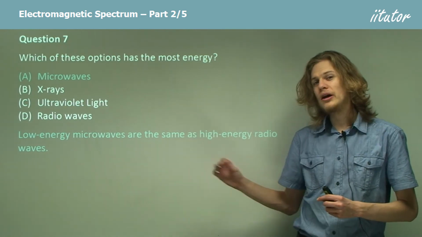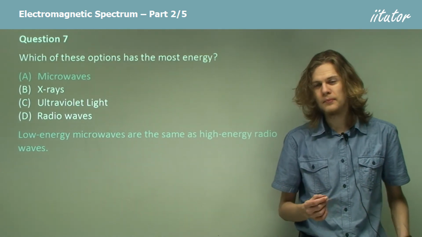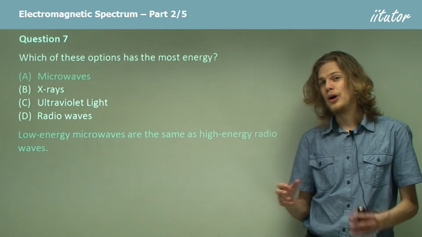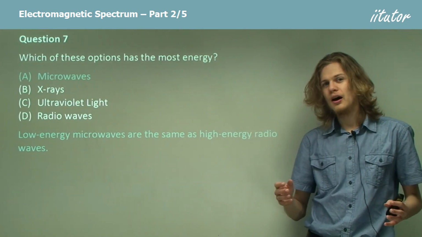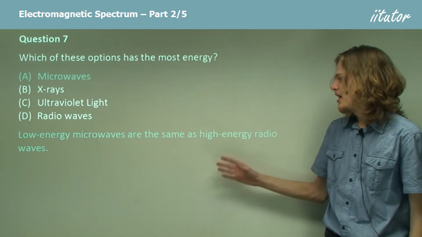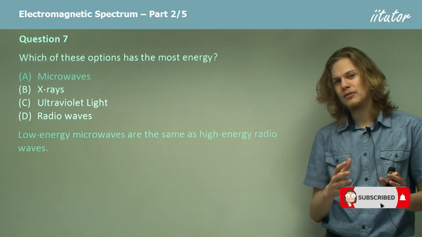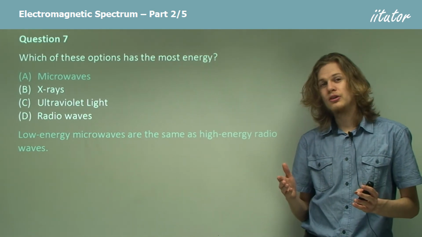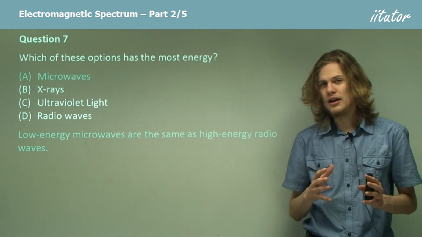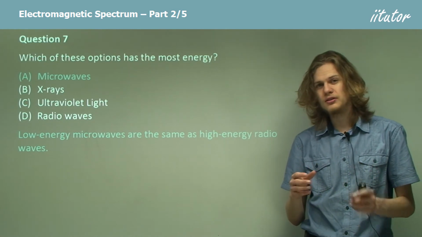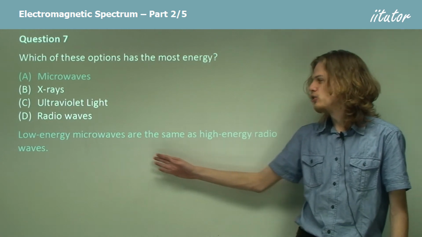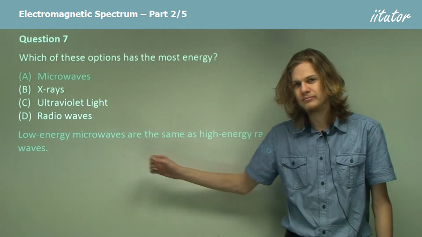These have more energy than radio waves generally, but in fact low energy microwaves, that is microwaves with long wavelengths, are exactly the same thing as radio waves with short wavelengths. So these might be in the neighborhood of a centimeter or two. You could either say that an electromagnetic wave with a wavelength of 5 centimeters is a very high energy radio wave or a very low energy microwave.